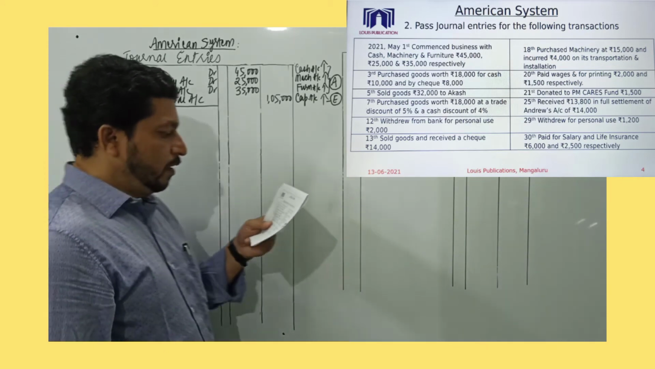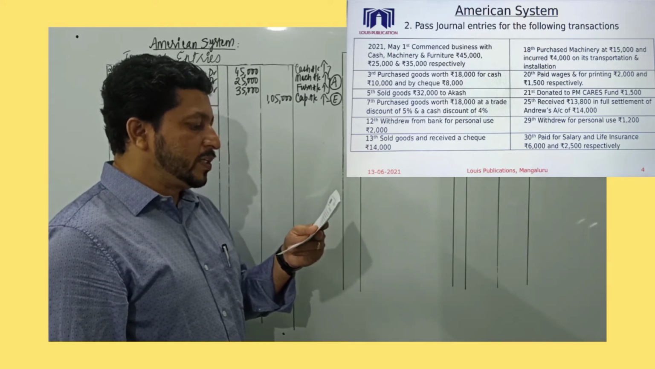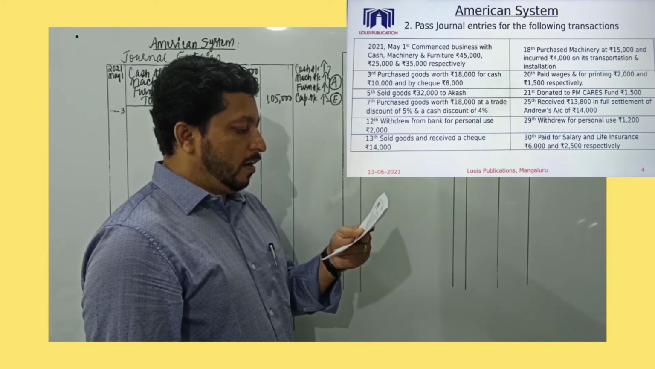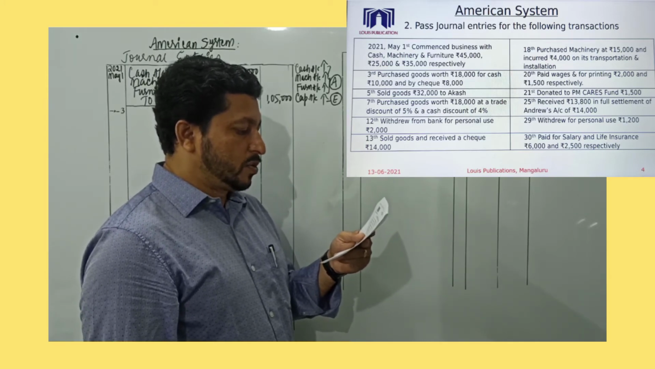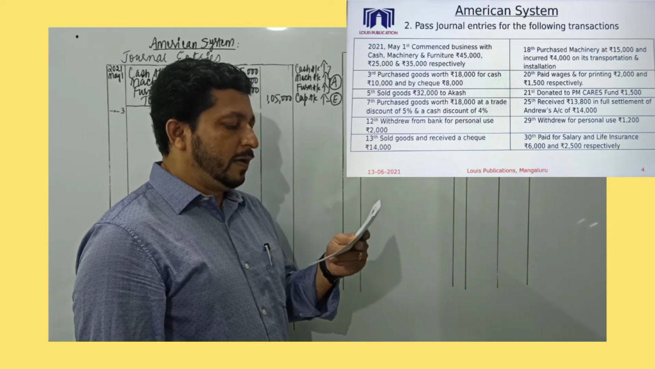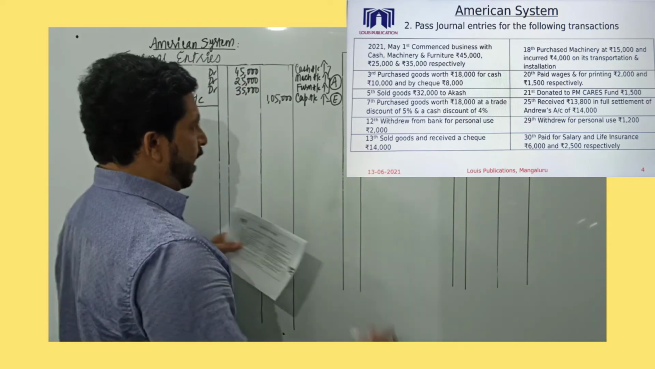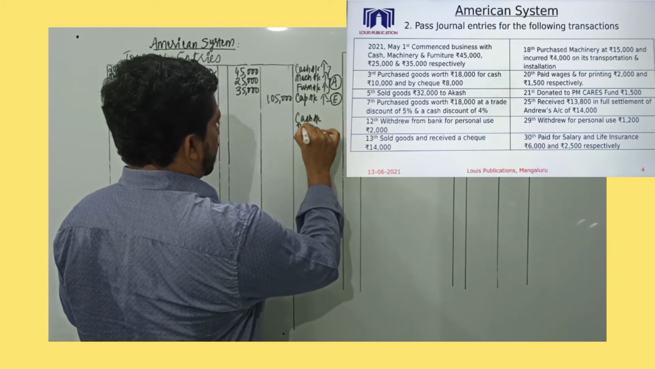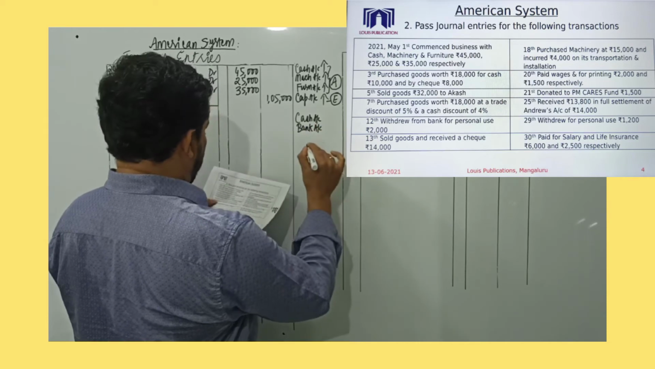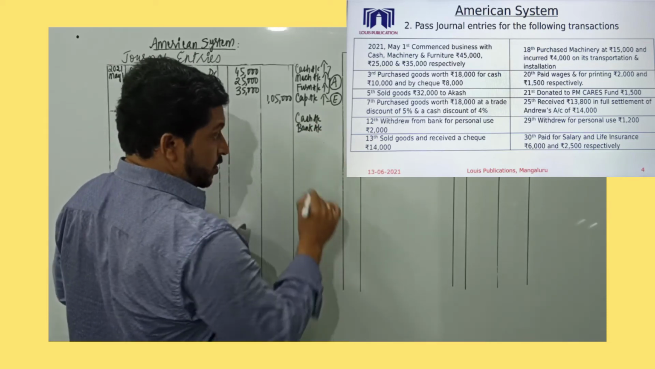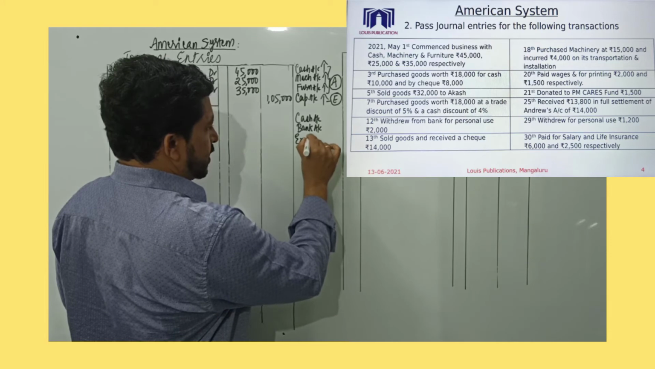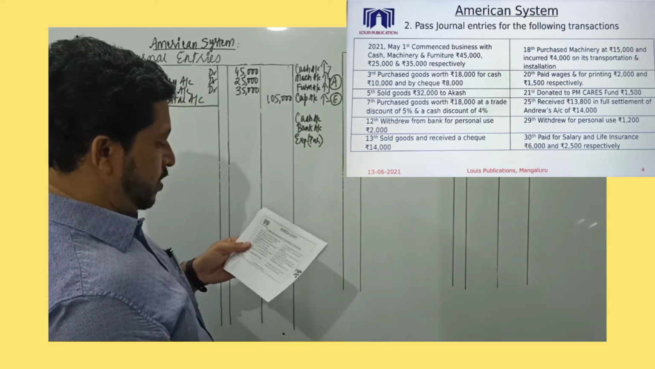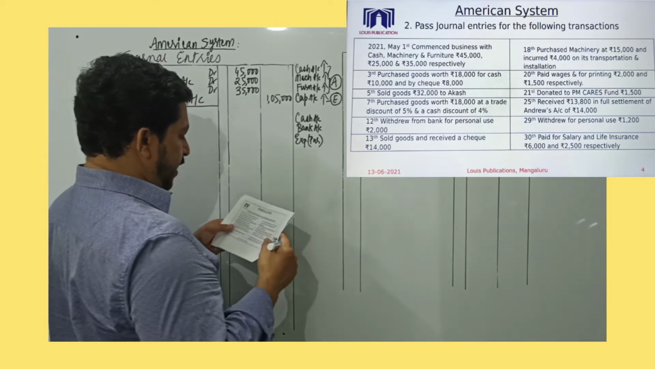What is given? Purchased goods worth rupees 18,000 for cash rupees 10,000 and by check rupees 8,000. So the accounts present are cash account, bank account. There are two assets here, cash account, bank account, and also there is purchases. It's an expense. In bracket I write purchases.